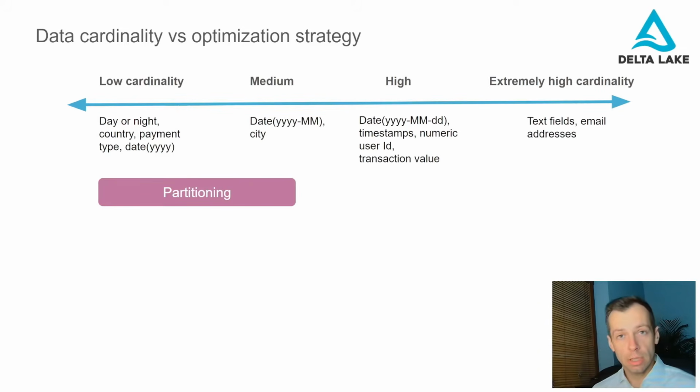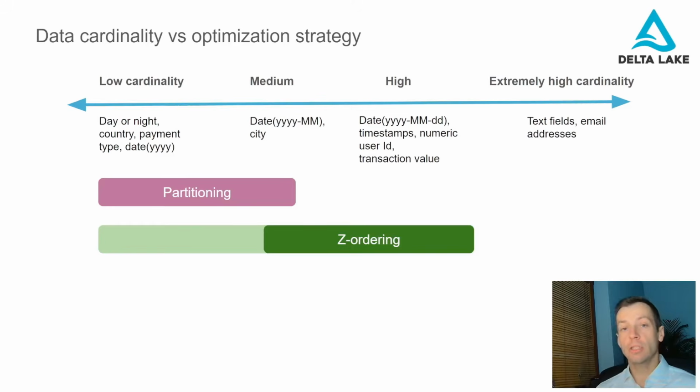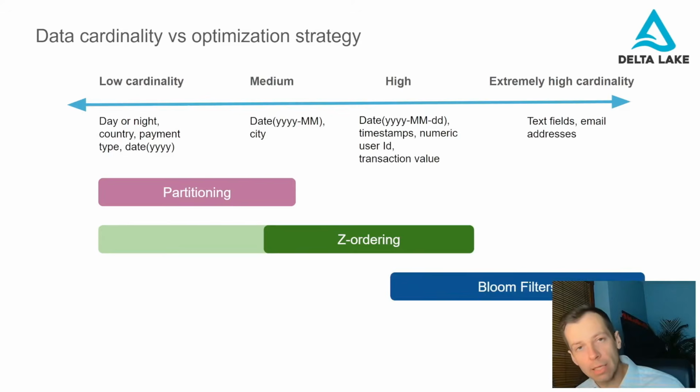Another optimization technique which we will investigate is called Z-ordering, and this is primarily targeting the high cardinality columns. You can apply it to the low cardinality and medium, but you will not see so much benefit as when you would apply to the high cardinality. And then we have something which is dedicated only for the extreme cardinality columns, which is called Bloom filters. It's really cool, we are going to see it.